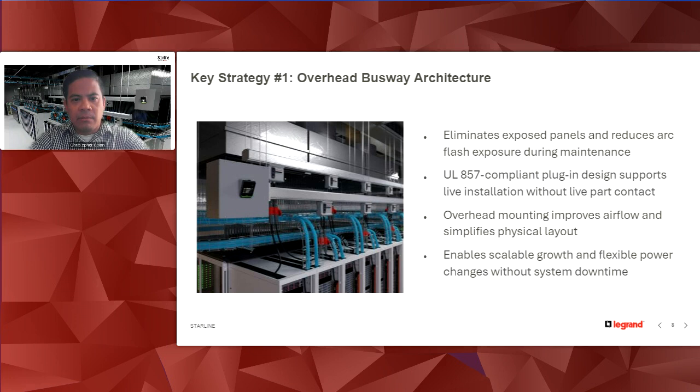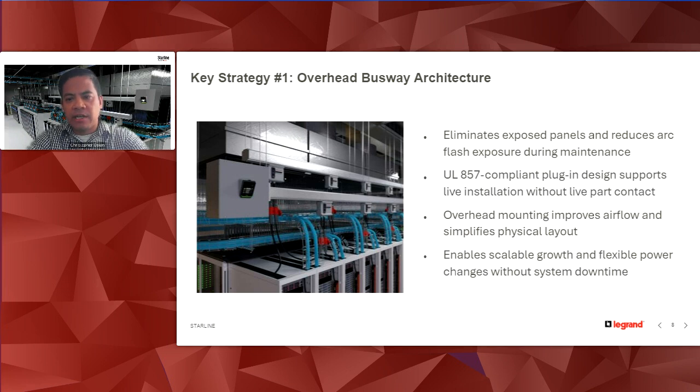I talked a little bit earlier about the legacy panel systems. For busway, it helps eliminate exposed panels and reduces the arc flash exposure, especially during maintenance. Part of the reason it does that is because we have to comply with UL 857, which allows a plug-in design to be robust. UL 857 requires designs to be minimal risk, meaning we have to design it in a way where you cannot improperly install it into the busway, which again increases the safety for personnel when you're doing these live insertions.